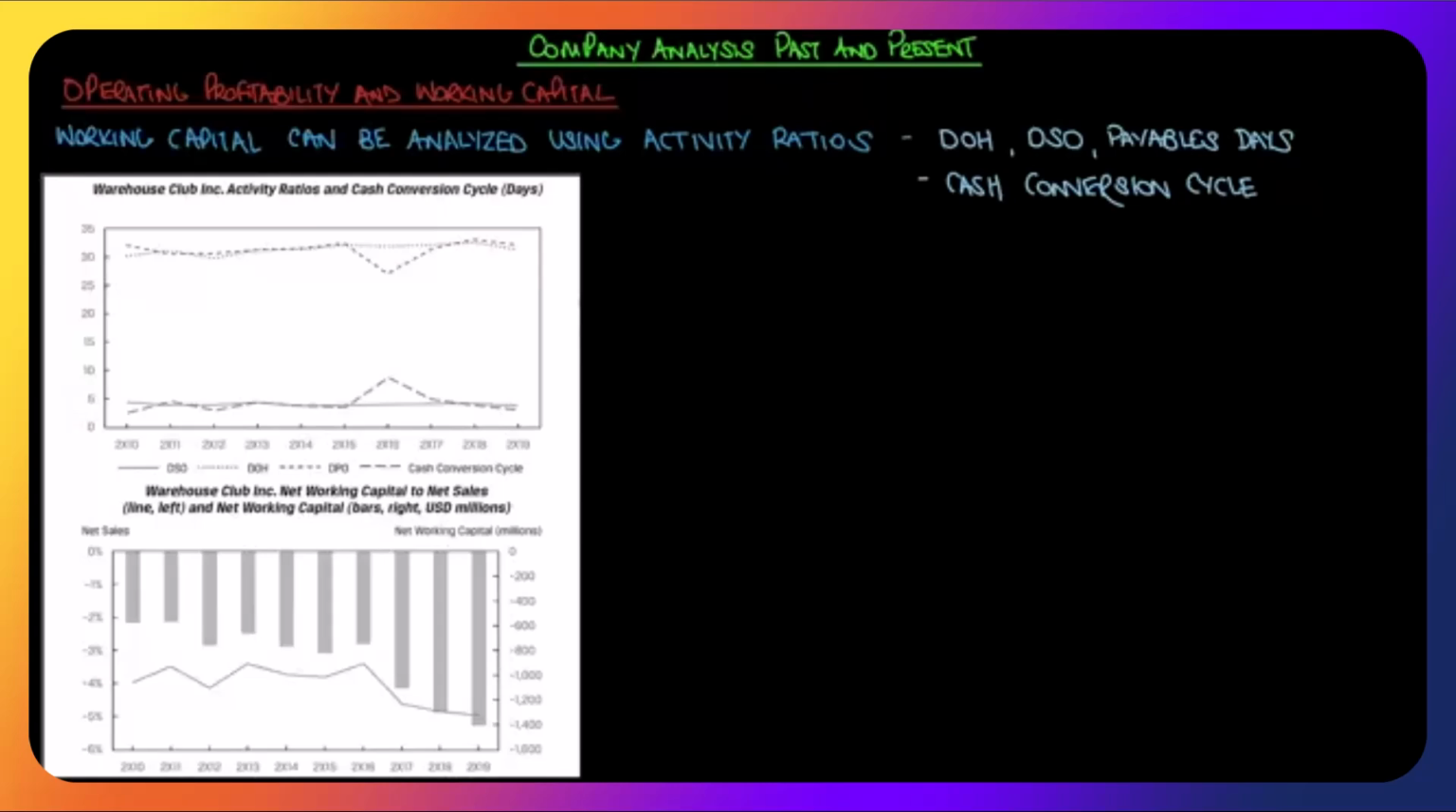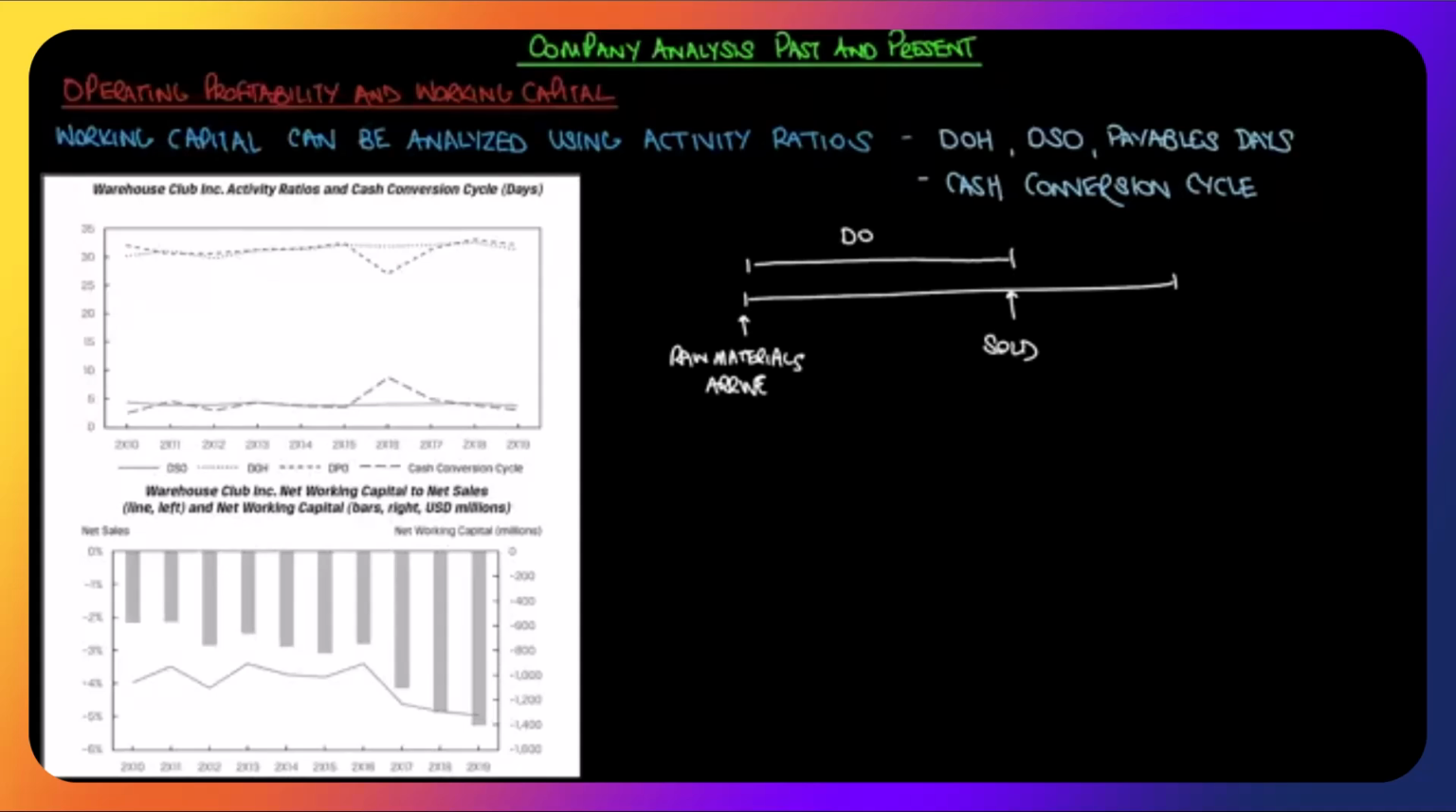What do we have? Days of inventory on hand. Let's start with that first, just doing a little classic timeline. So here is where your goods arrive, your raw materials. Obviously for Warehouse Club, they're selling on, so it's a retailer, so it would just be goods. But in a more general sense, the raw materials arrive. And here, they are sold to customers. The time they spend in your warehouse or in your retail premises is your days of inventory on hand, how long they spend there.